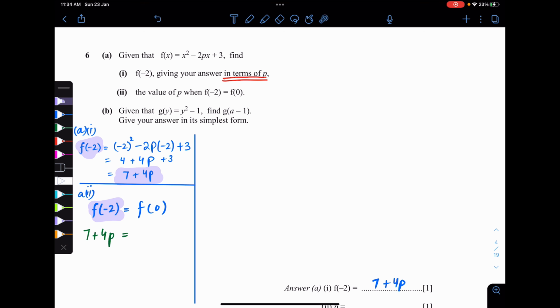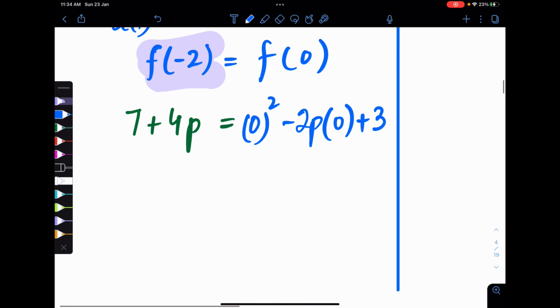Now the right hand side is also an instruction. It's telling us to go to function f and put x equals 0. Okay, go to function f and put x equals 0. So let's do that. And let's do 0 squared minus 2p into 0 plus 3. And let's solve this equation.